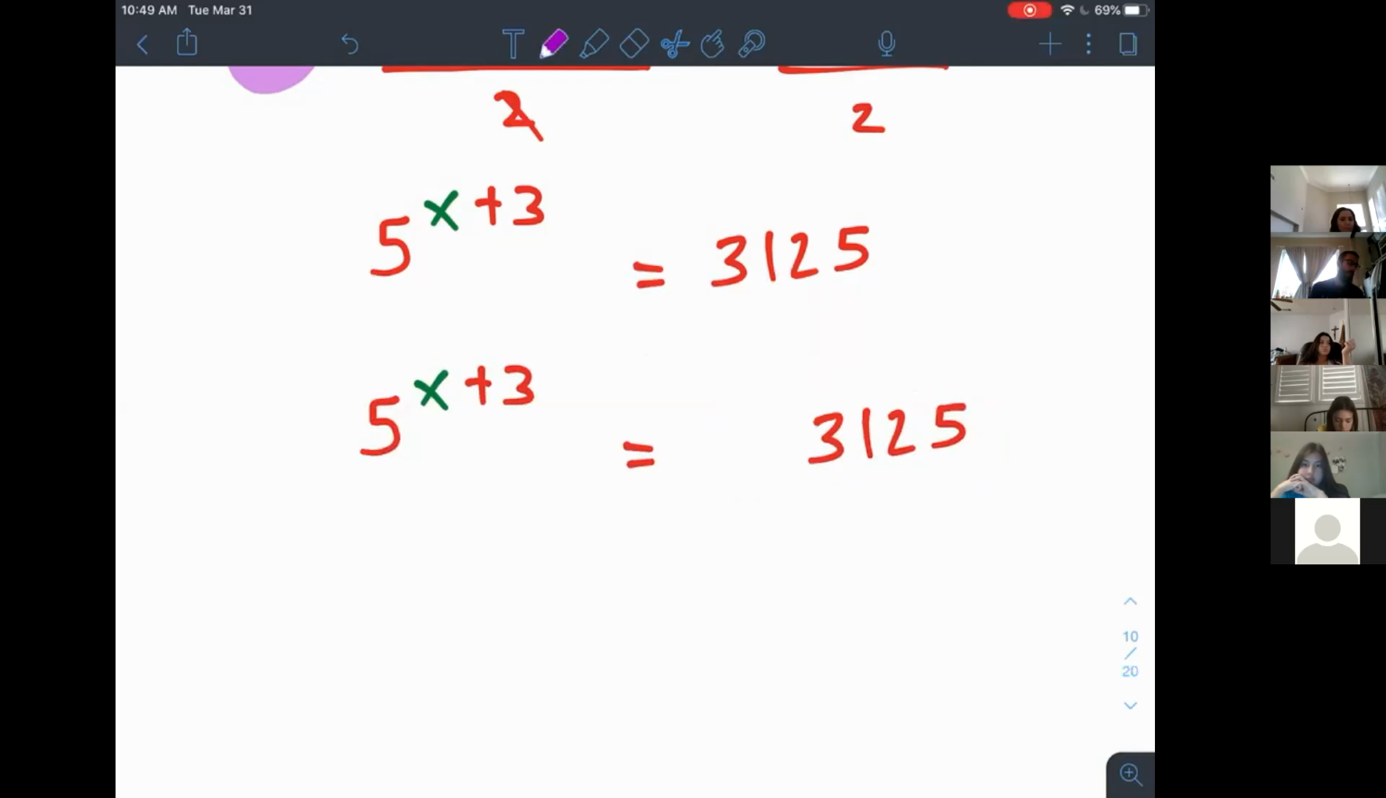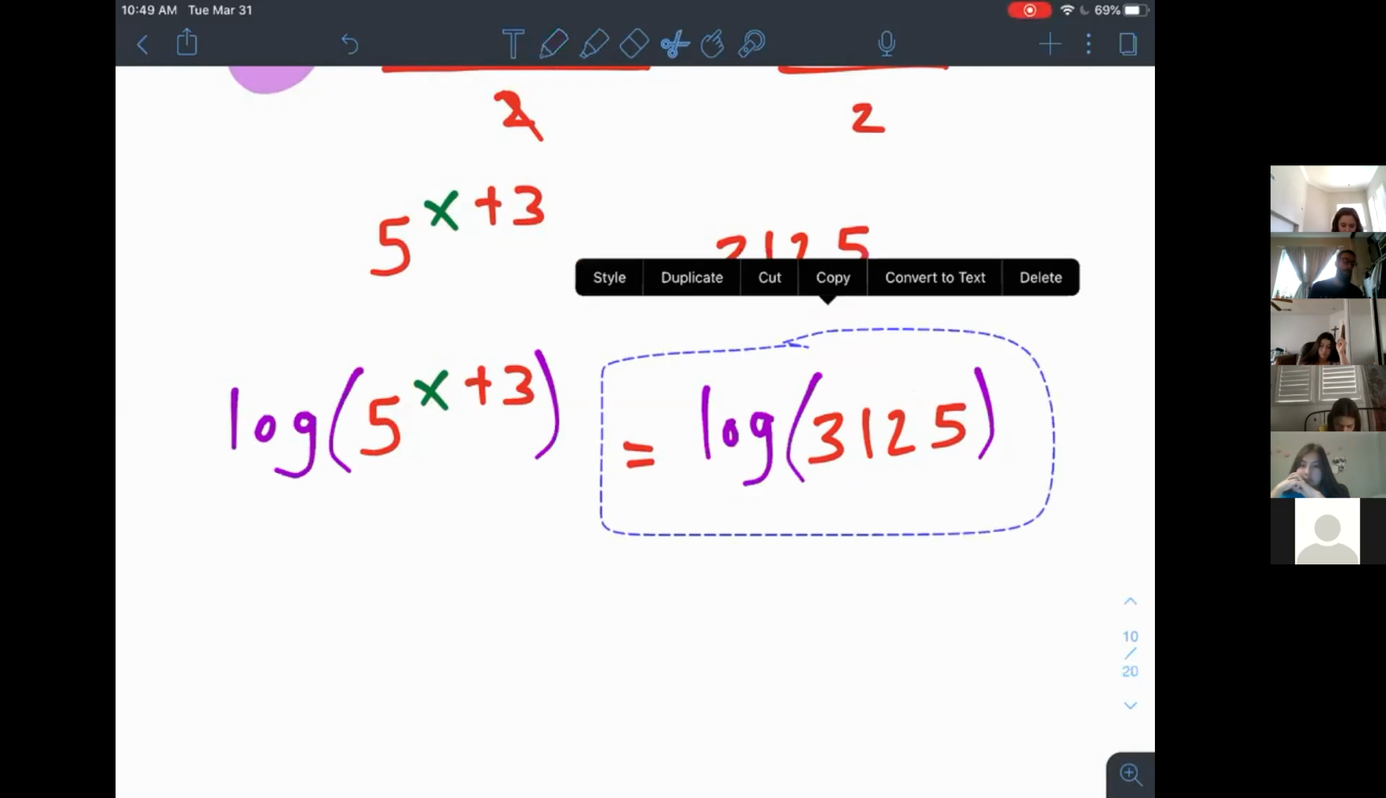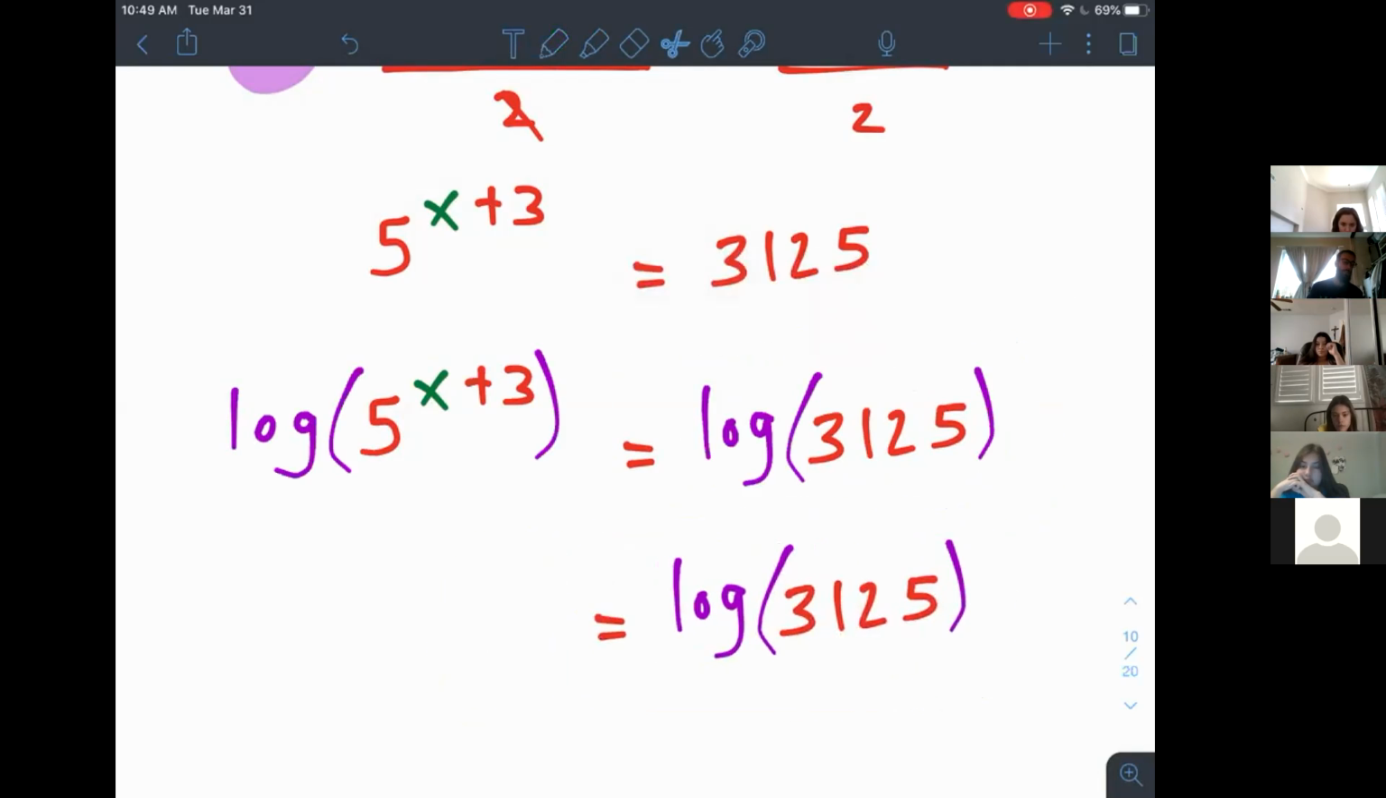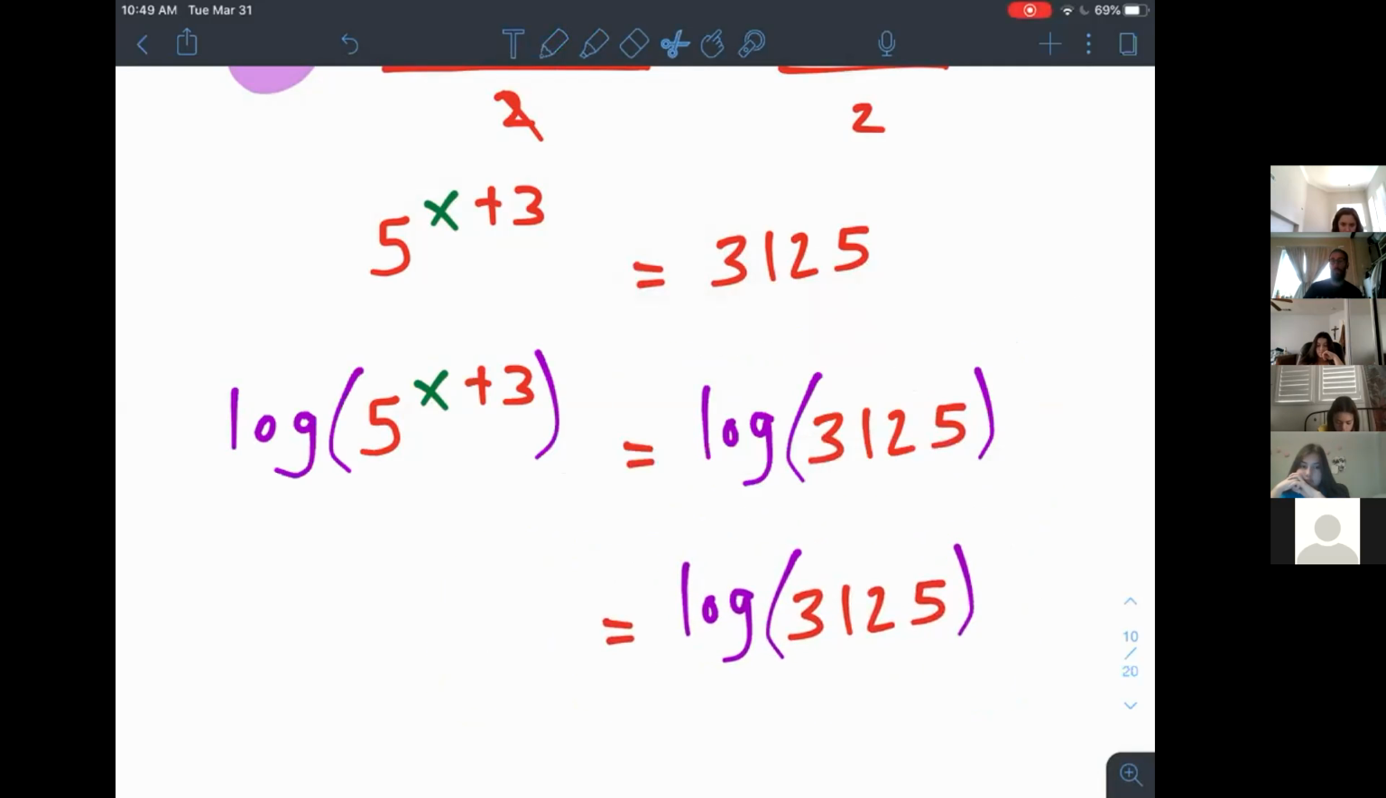And I'm going to log both sides, meaning literally when I log both sides, it's as easy as script-wise, writing-wise, writing a log out in front. Now what I've done here is I have copied and pasted the right side of this equation, because that right there, log 3125, that's straight up a calculator problem. We're going to save that till the end because it's just pushing buttons.